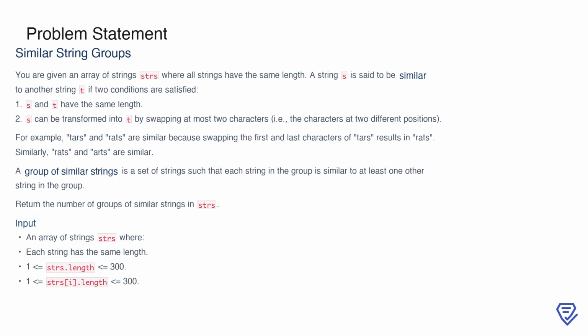For example, the string tars is similar to rats because swapping the first and last characters of tars results in rats. Similarly, rats can be transformed into arts by swapping the first and second characters. Using this definition of similarity, the task is to determine how many groups of similar strings exist in the input array. Within each group, every string is similar to at least one other string in the group.